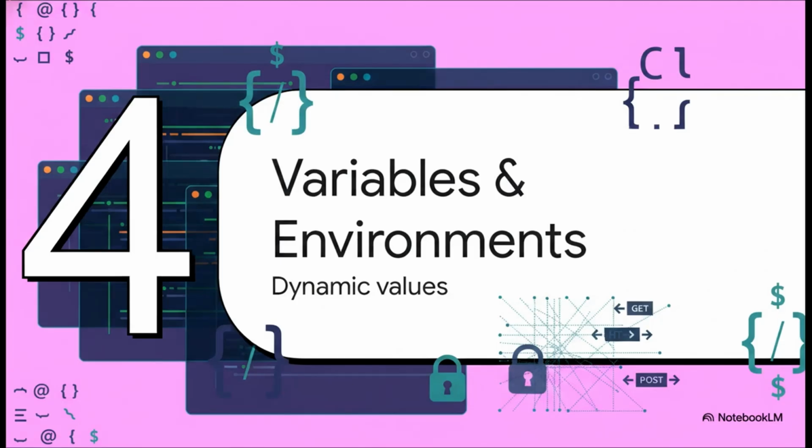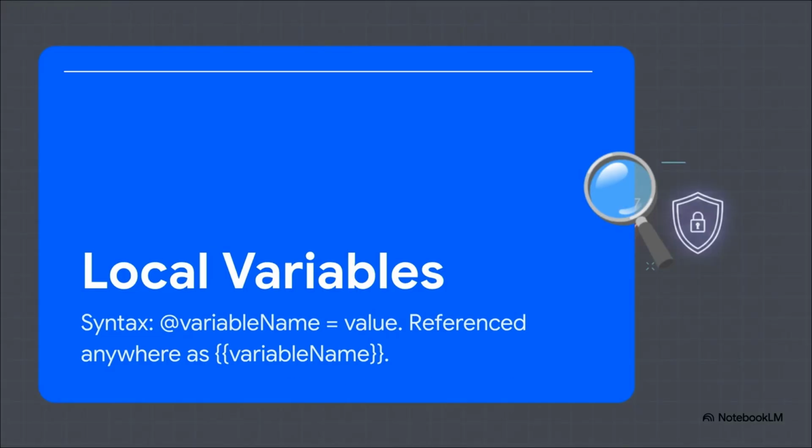Section 4. Variables and environments. Dealing with dynamic values. Okay, so right at the top of your .http file, you can define local file variables using a super simple syntax, @variable name equals value. Then, anywhere in your request, whether it's the URL, the headers, or the body, you just reference it by wrapping the name in double curly braces. This gives you much cleaner, reusable code right inside your text files.